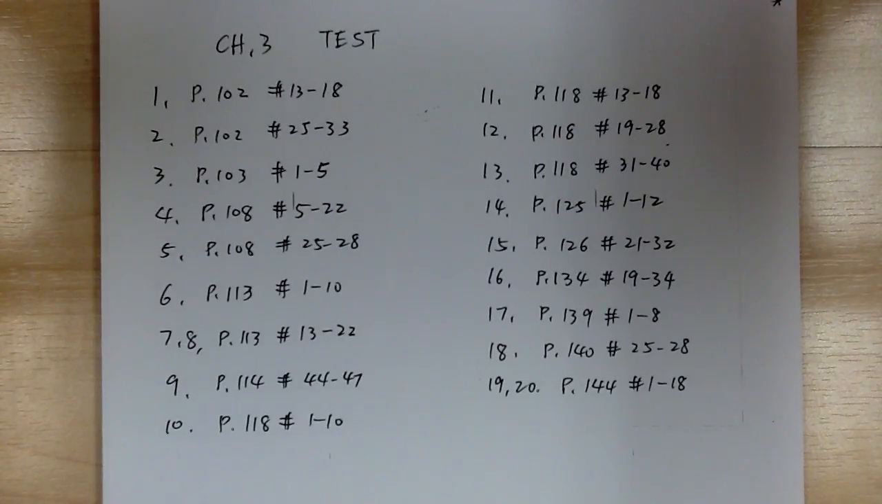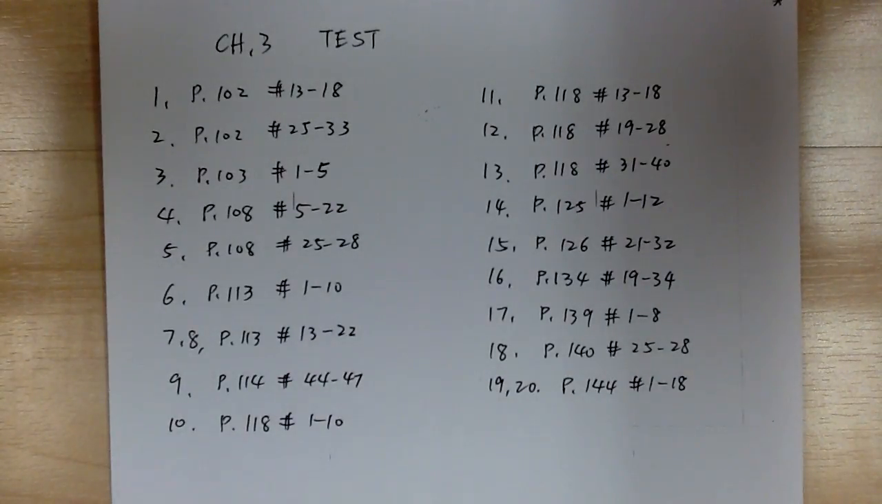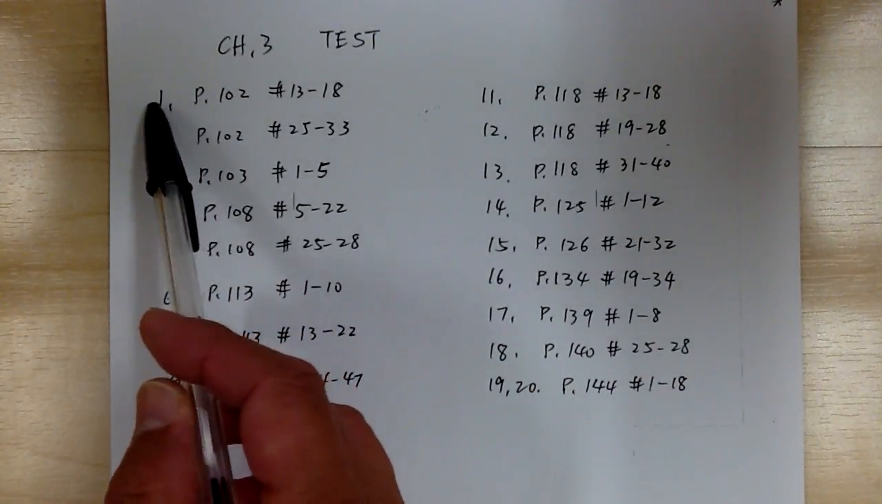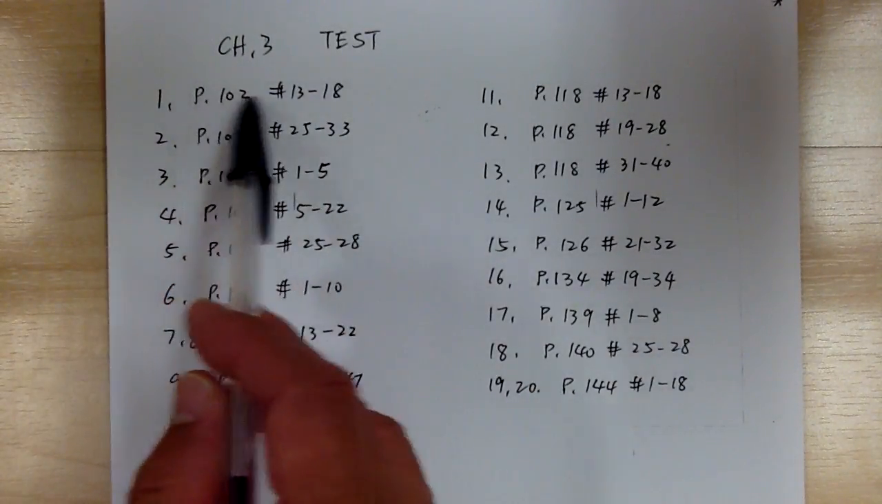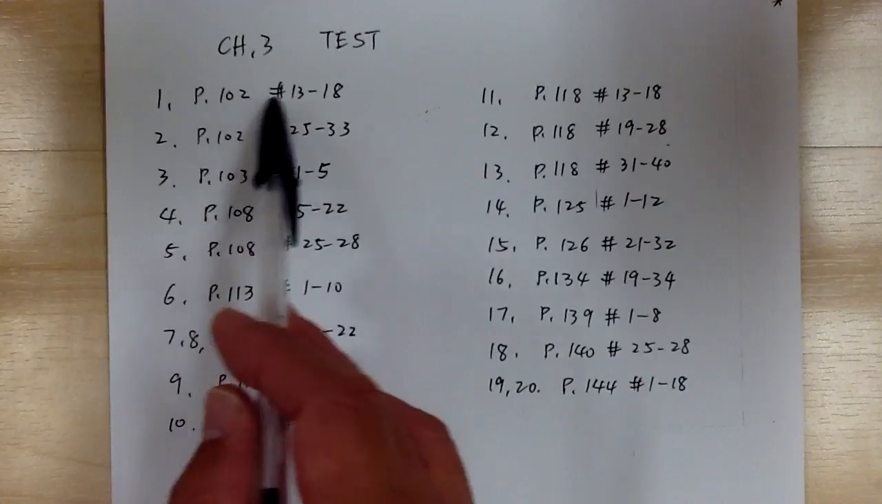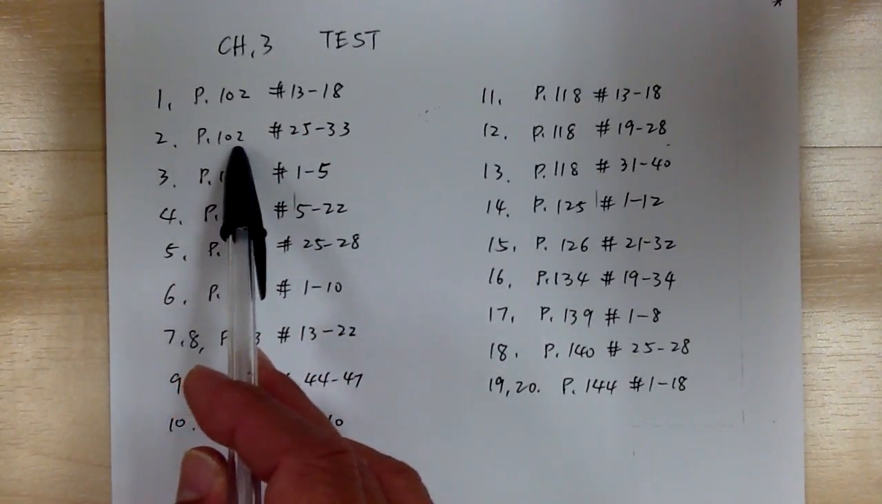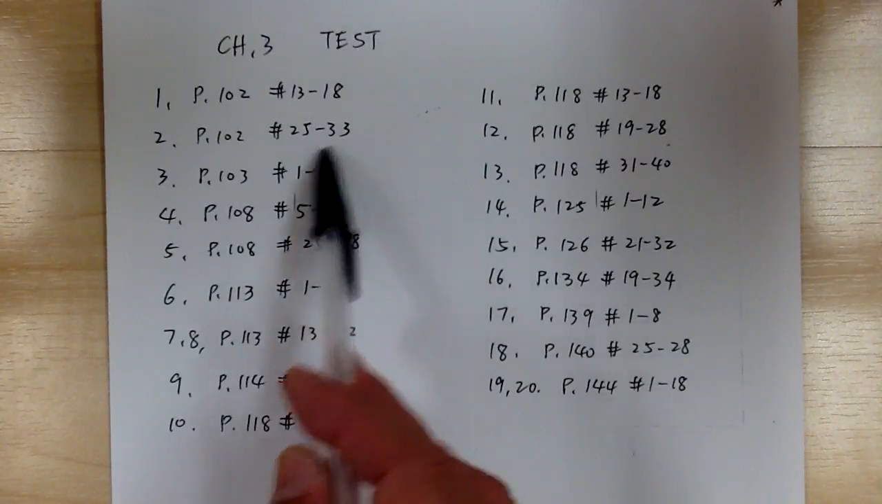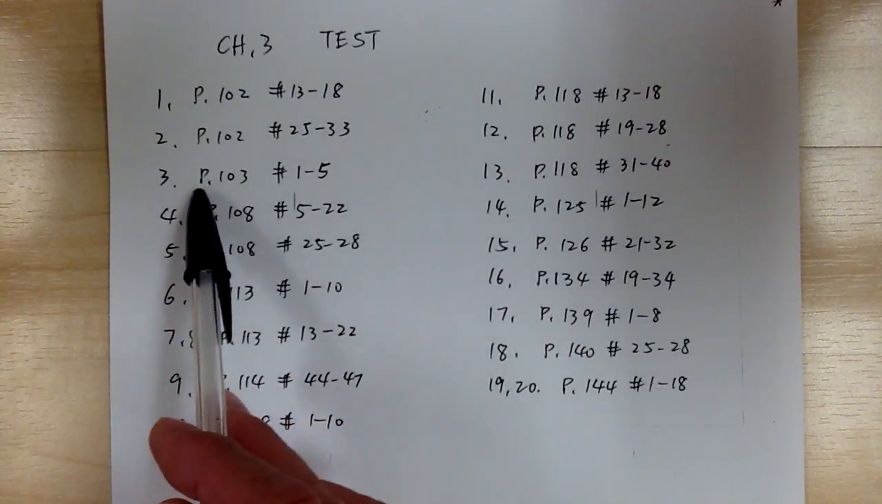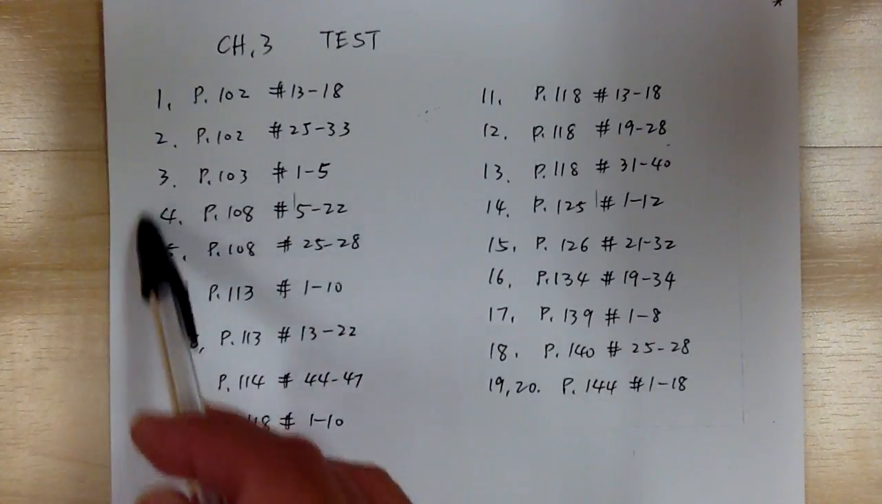Let's review for the Chapter 3 test. So here's the breakdown for the test. Number 1 on the test would be similar to this problem here from page 102, 13 through 18. Number 2 on the test would be similar to page 102, 25 through 33. And number 3, page 103, 1 through 5, and so on and so on.